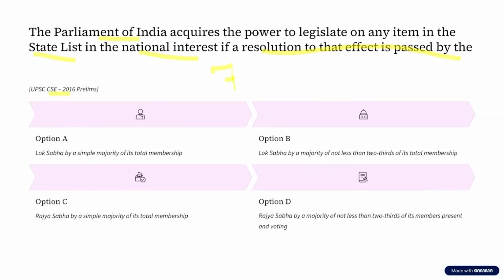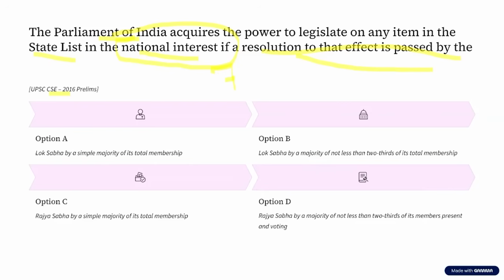Now, what is this question? This question says that if there is something of national interest that has come up, in that case, can the parliament make a law on the state list? We have discussed this and we have said yes. In that case, the parliament can make a law on the state list. But what is the question that is asked? Through what means? This also we have discussed. But now let us see the options.